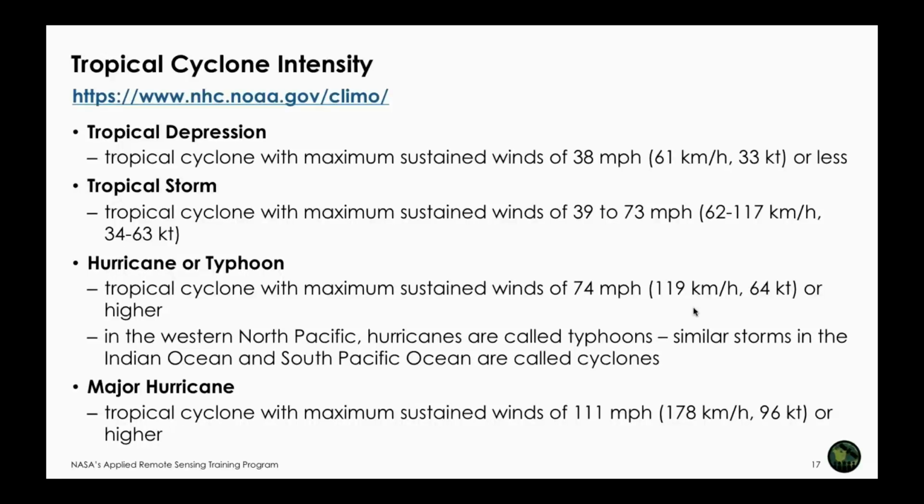In the Western Pacific Ocean, the hurricanes are called typhoons, and they are very similarly defined storms. Major hurricanes or super typhoons have winds greater than 178 kilometers per hour. Sometimes typhoons above 150 kilometers per hour are also defined as super typhoons. So these are the basic categories that you will see based on the wind speed associated with the storm.